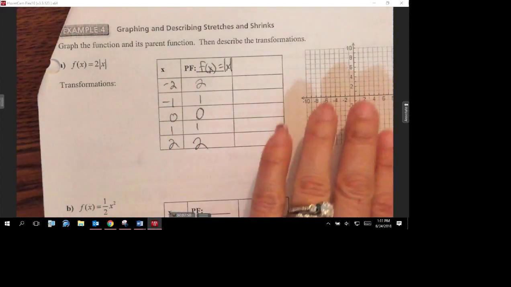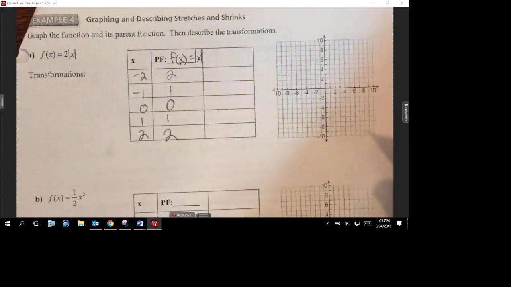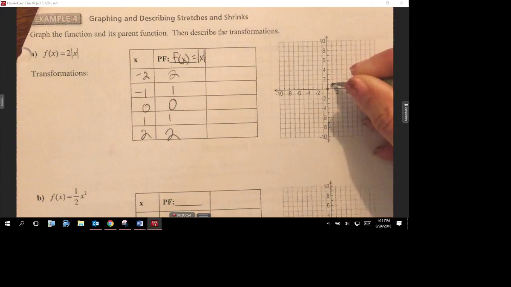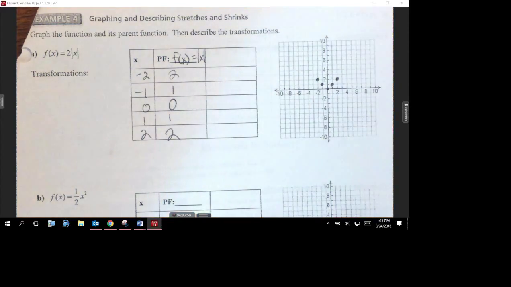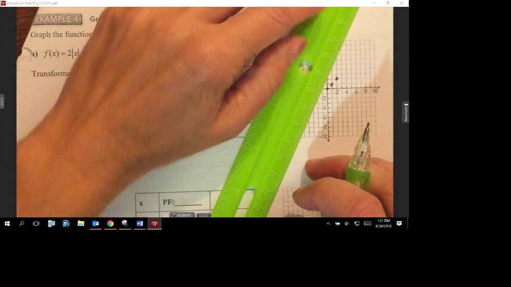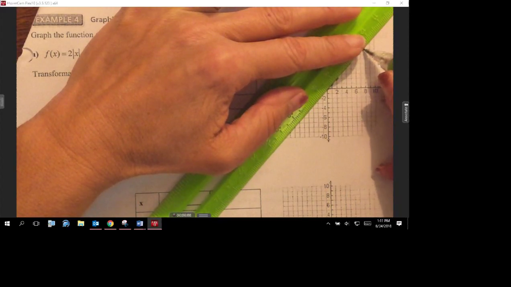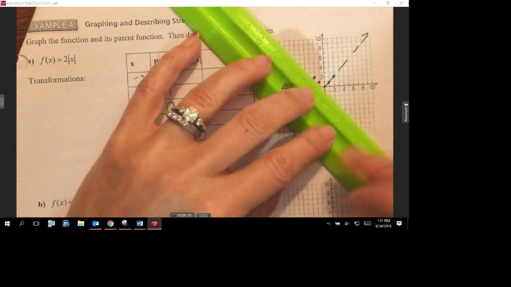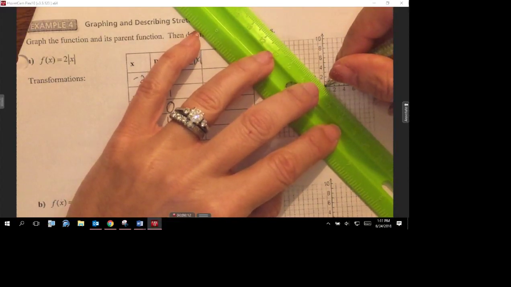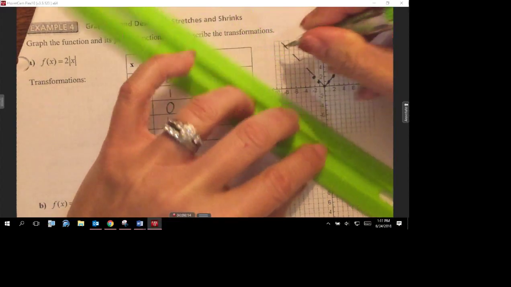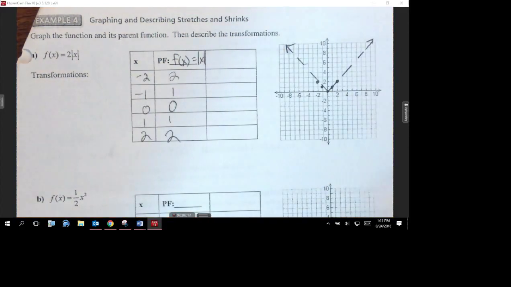So that's the parent function. Then I'm going to graph the parent function. I'm going to go over here and graph these points. And then I'm going to dash the parent function. So I'm going to use my straight edge. And this should be an absolute value, so it's looking like a V. There we go. So that's the parent function.